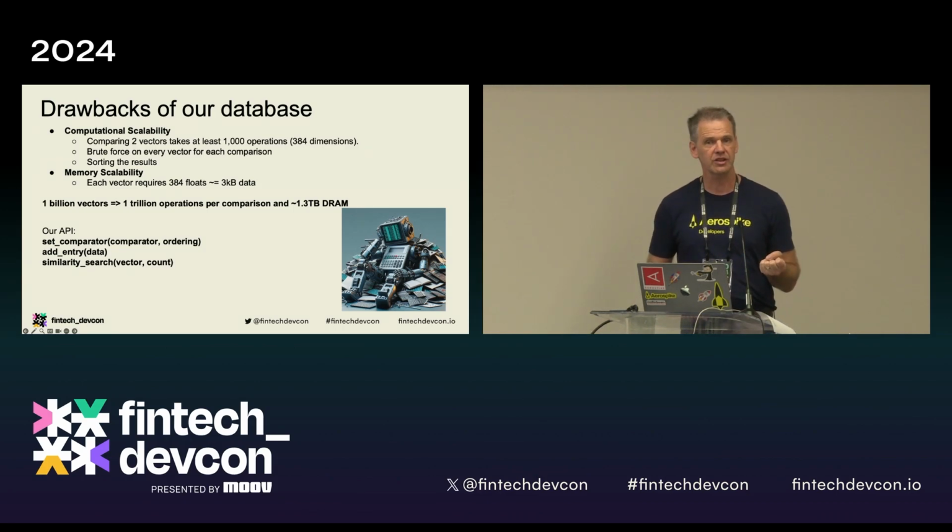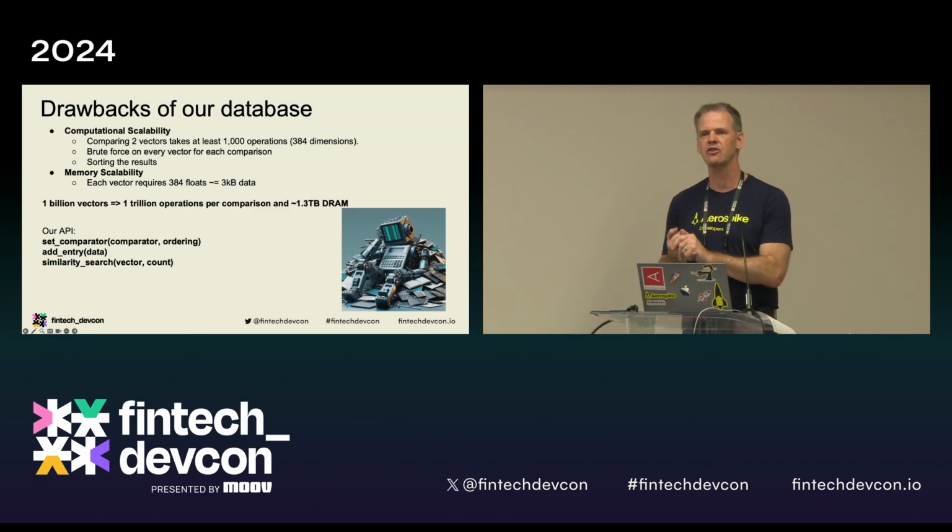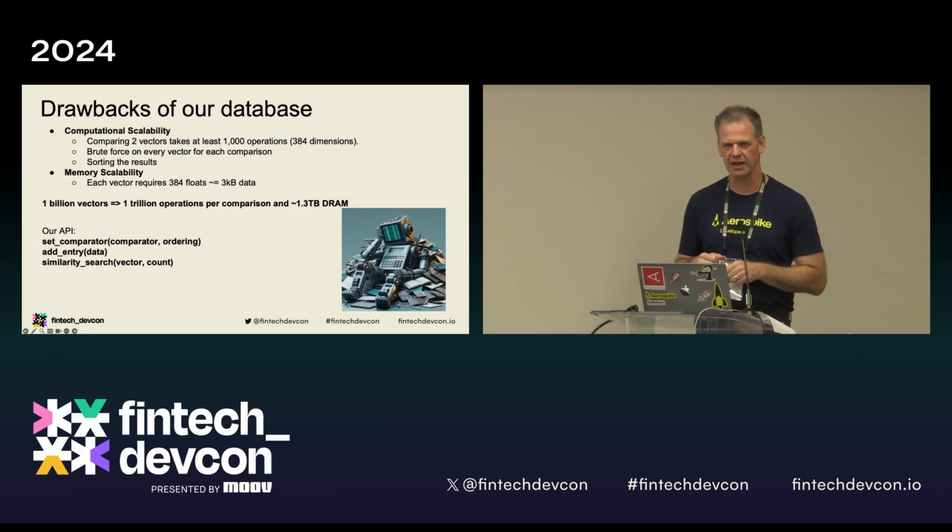The other thing is memory scalability. Each vector, each item in the vector is a float. A float is 8 bytes. Therefore, I have 384 times 8, or about 3 kilobytes of information per vector. Imagine I have 1 billion vectors. That's 1.3 terabytes of DRAM.